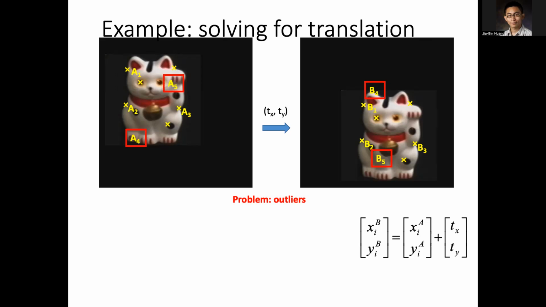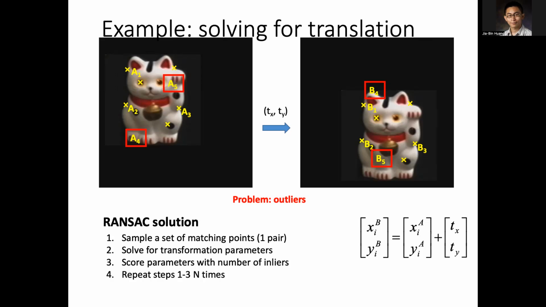In this case, the model is tx, ty. So it only needs 1 pair, right? If I give you a point, these 2 points are correspondence, then you automatically know the offsets, right? That's the tx, ty. So I only need one sample to get that. So with 1 pair of correspondence, I can form a hypothesis. Okay? So now how do I apply this RANSAC, right?